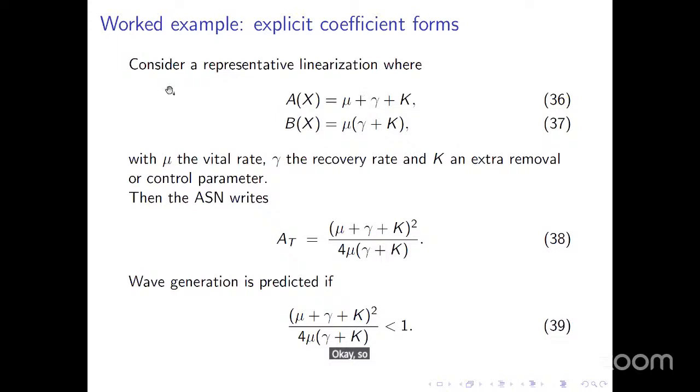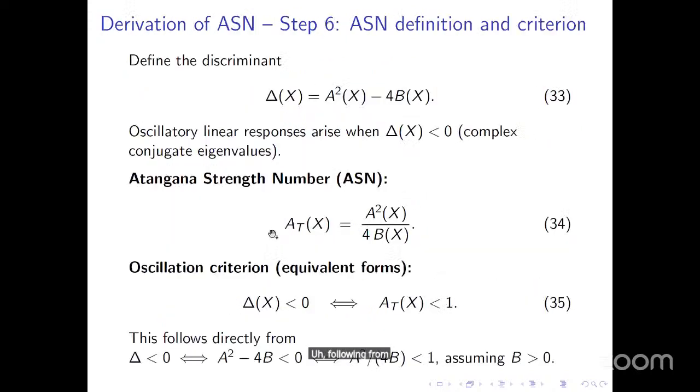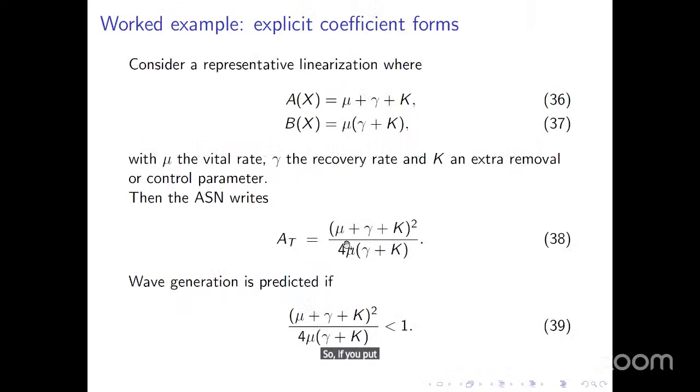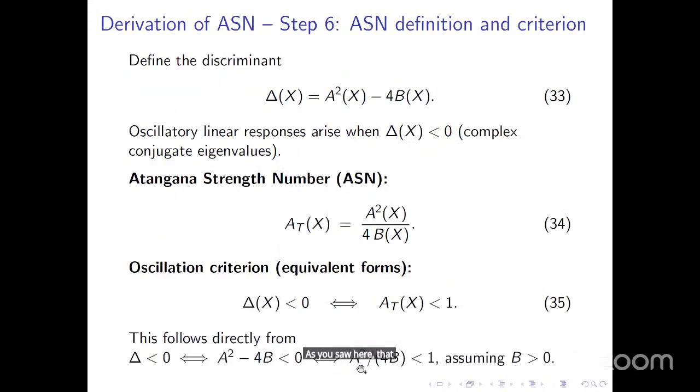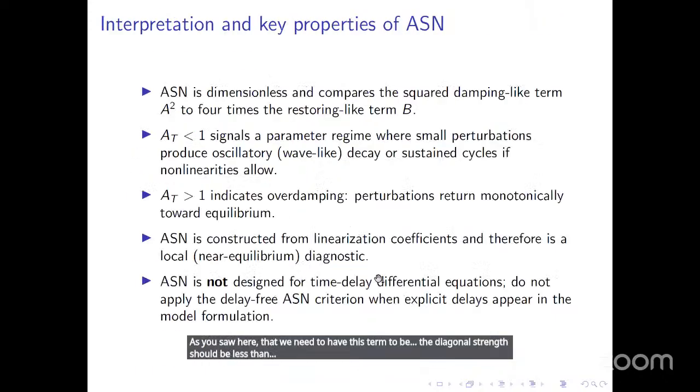Okay, so let's look at this example. If we have a system of this form where we define a of x as the following and b as the following as well, by equations 36 and 37, where mu is the vital rate, gamma is the recovery rate, and k is the extra removal or control parameter. Then the Atangana strength number will be written as follows, following from equation number 34. So if we put everything together, we get that. And so wave generation is predicted if this condition is met, as you saw here, that the Atangana strength number should be less than 1.